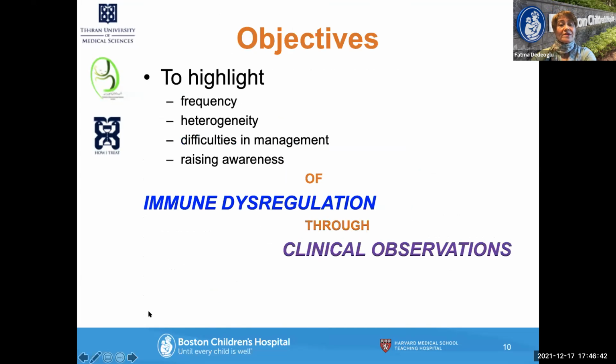I think today's objectives are to highlight the frequency, which is rare, the heterogeneity, and the difficulties in management, and to raise awareness of what we are now calling immune dysregulation, doing this through clinical observations.